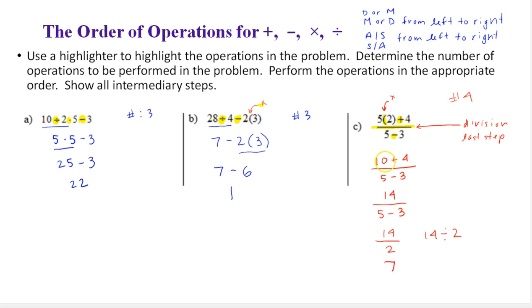First we did the multiplication, that's 1. Then we did the addition, that's 2. Then we did the subtraction, that's 3. And then we did this division, which is 4.